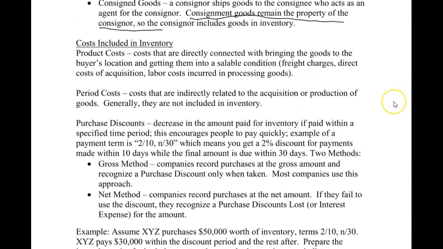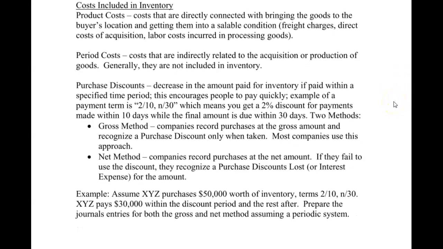Now, more on costs included in inventory. Product costs are direct costs that are directly connected with bringing the goods to the location and getting them in a ready condition. So any freight charges to ship them, direct cost of acquisition, labor cost, and processing the goods, that all is going to be added into the inventory number. Period costs are costs that are indirectly related to the acquisition or production of the goods, and they are generally not included in inventory.